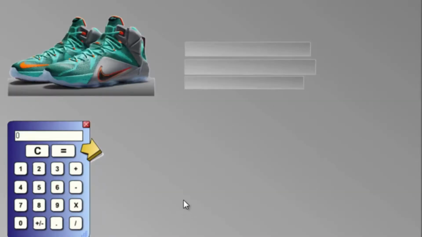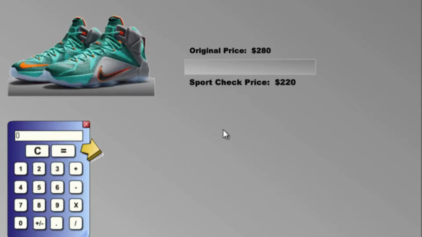You might have recognized this pair of kicks. They're the new LeBron 12 shoes. If you're watching this in the future, these are probably old-fashioned. But I'm going to make the math a little bit interesting here. I'm going to tell you the original price is $280. They're expensive shoes. Sport Chek, for whatever reason, decided to offer a sale. $220 is the new price. And I'd like you to figure out what the percentage discount is.